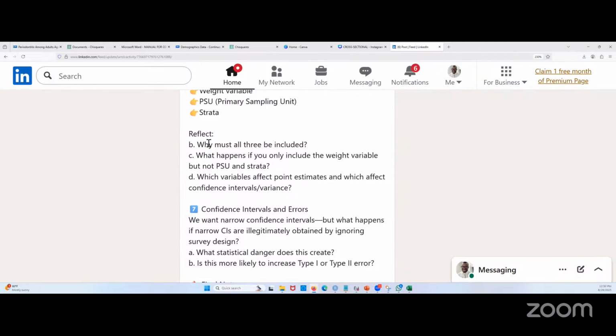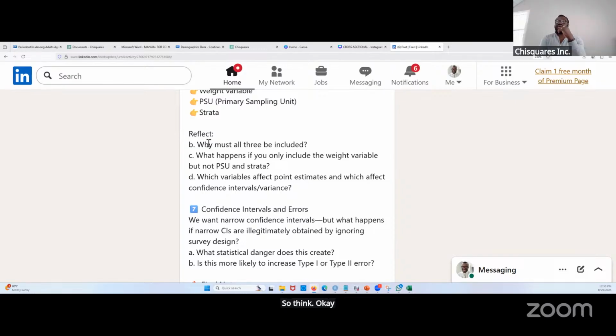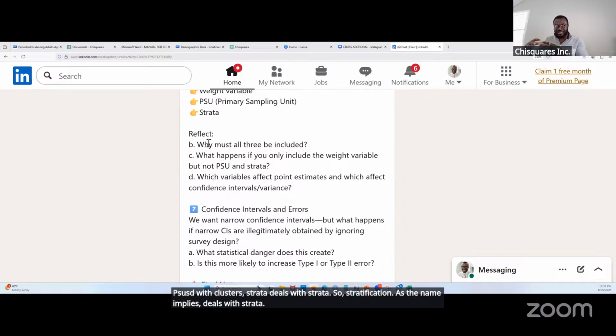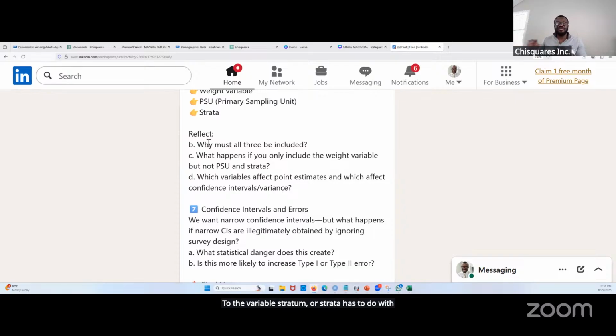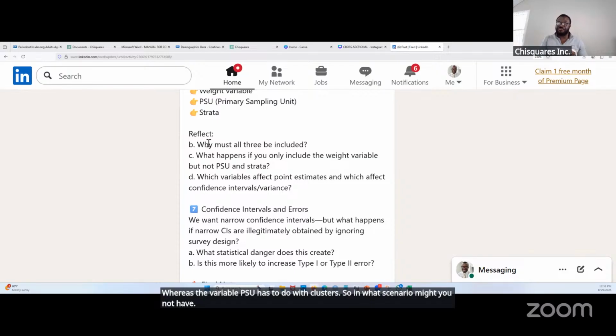So think. If you don't stratify. Okay. But PSU is not about strata, right? PSU is clusters. PSUs deal with clusters. Strata deals with strata. So stratification, as the name implies, deals with strata. So the variable stratum or strata has to do with stratification, whereas the variable PSU has to do with clusters. So in what scenario might you not have a cluster PSU variable?